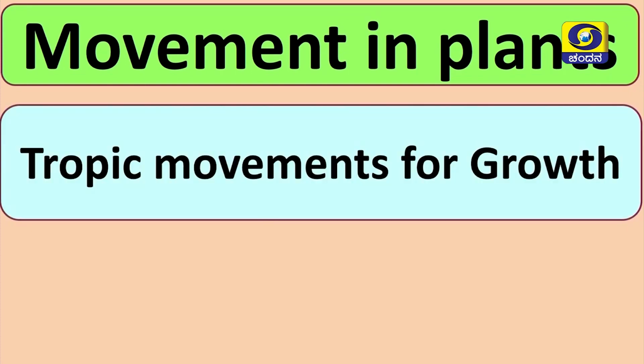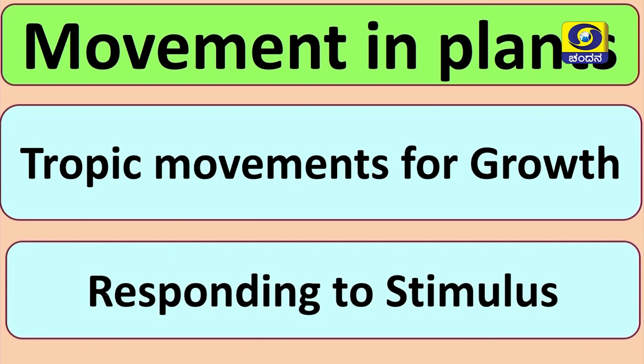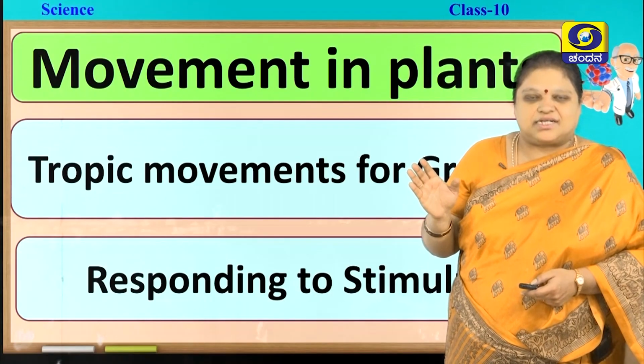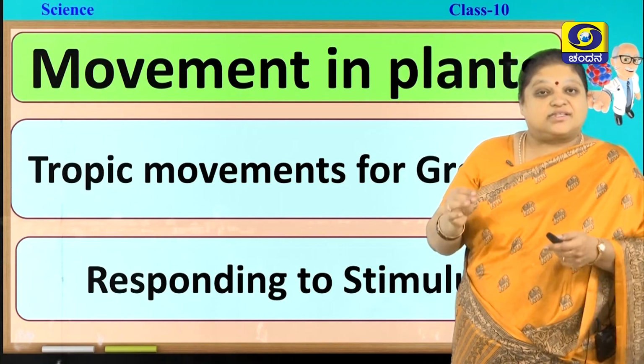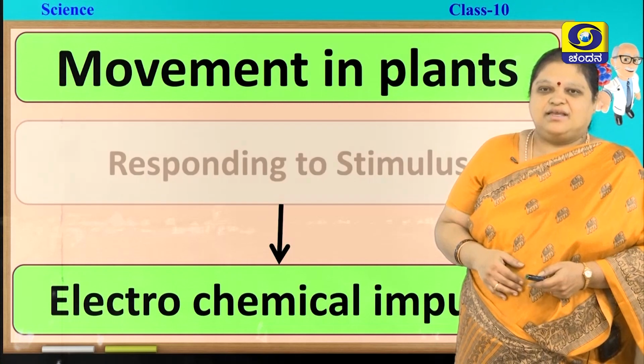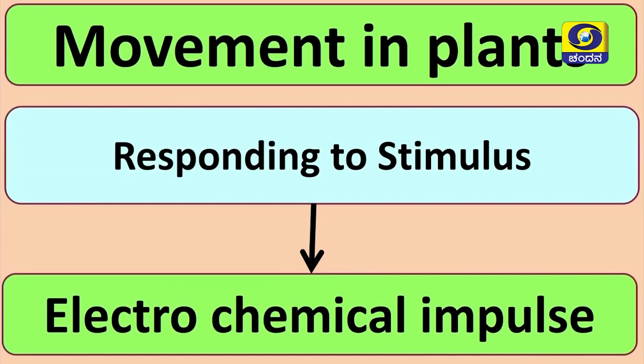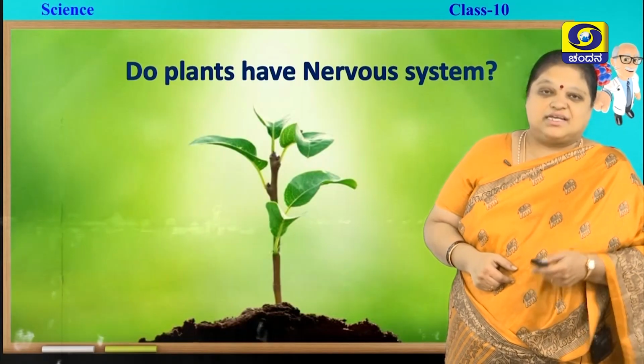Now let us concentrate on movements in plants. These movements in plants are tropic movements meant for growth. Not only that, you also find responding to the stimulus present in the plants. Now we will concentrate on how movements will take place for the purpose of growth. See, how the messages move in the plants is because responding to stimuli is done by electrochemical impulses. So how are these electrochemical impulses achieved?